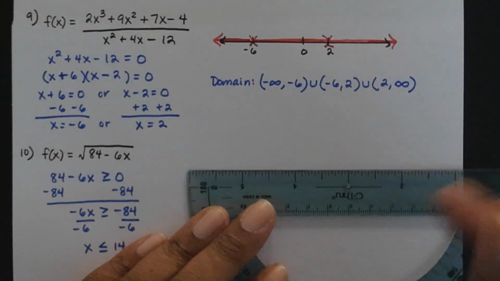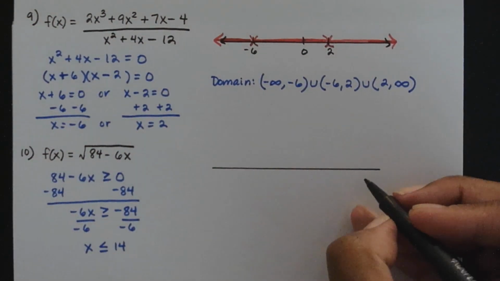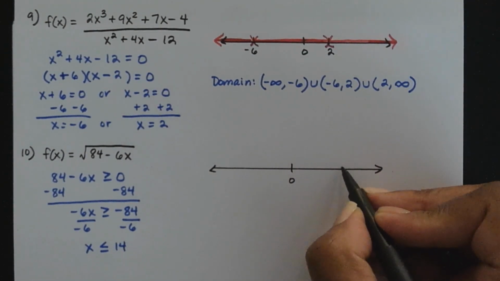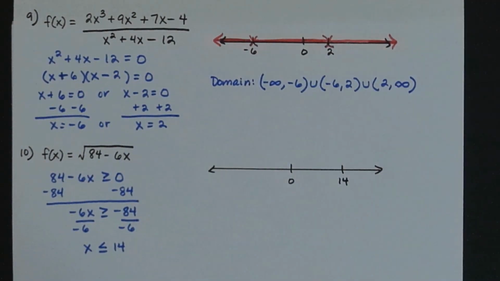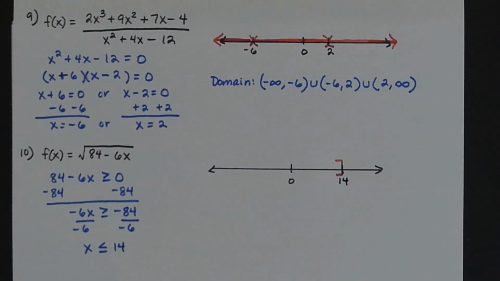Now, of course, you're to give the domain also in interval notation. Say 14 is over here. Now, since it's less than or equal to, that means that 14 must be included. So here I'm going to use a bracket instead of parentheses. Less than or equal to. If you have an equal to sign underneath that inequality symbol, you have to use a bracket. If not, then you use parentheses.